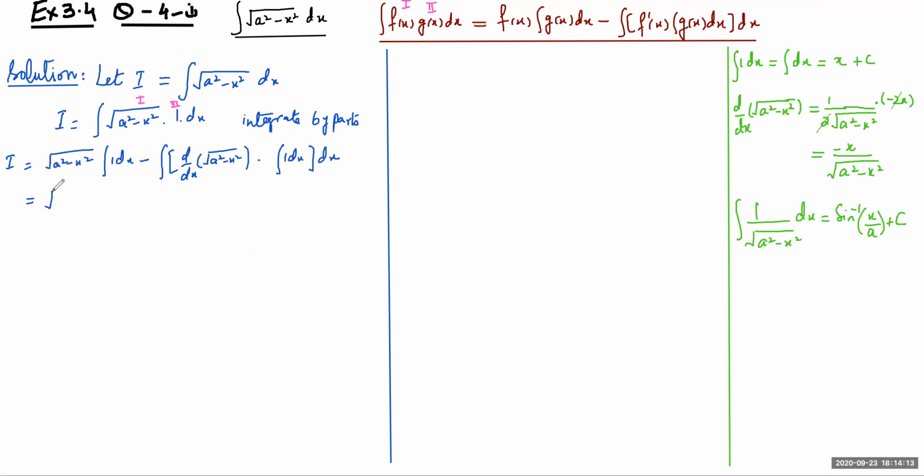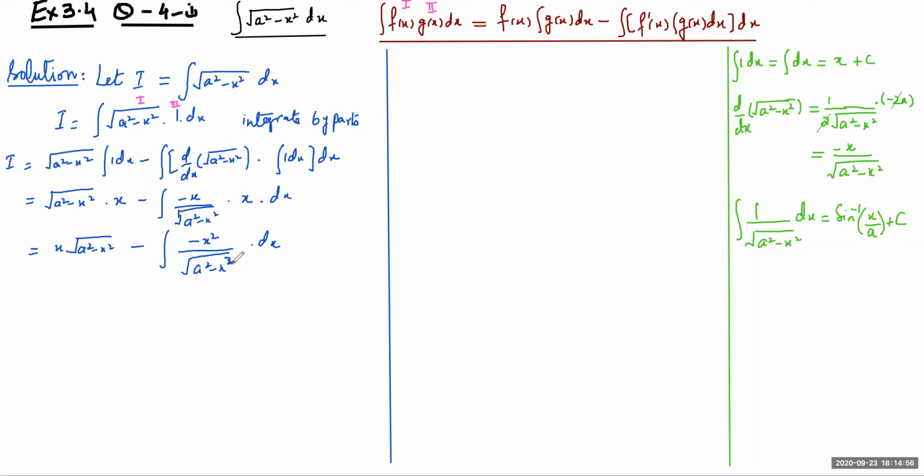So I get square root of a square minus x square times the integral, which is x. This is minus x by square root of a square minus x square, as we discussed here, and then integral dx is x, and then comes this dx. So I get x into square root of a square minus x square minus, keeping the negative sign inside, x square divided by square root of a square minus x square into dx.